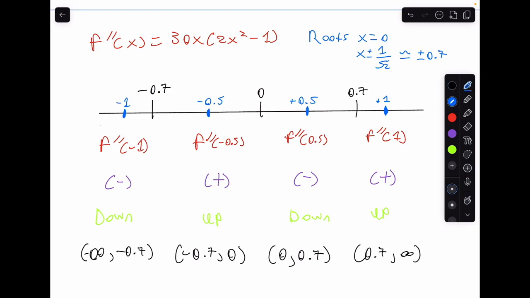For those who've stayed this long, I'm just going to show you the other way to write the intervals, because I know sometimes your teacher might be picky on how you do them. This first one, negative infinity to negative 0.7, you can write as x is less than negative 0.7. For the interior ones, you say x is in between those numbers, so x is in between negative 0.7 and 0. Same logic applies for this one. And then the other one, you probably did it already. This one is x is greater than 0.7.